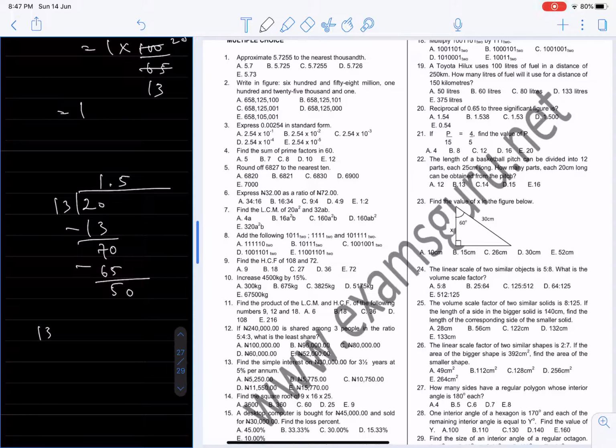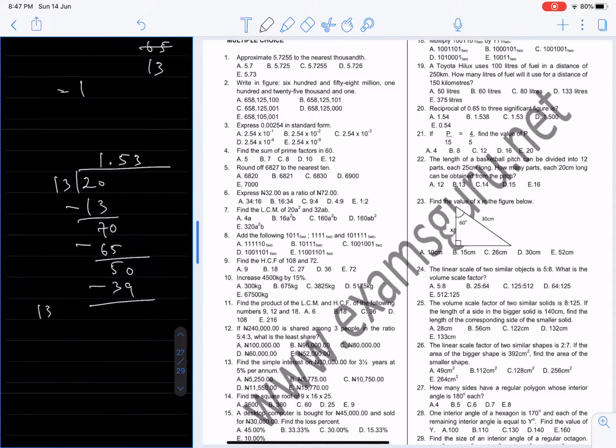13 in 5 is impossible. Add 0. 13 in 50 is 3. 13 times 3 is 39. When we subtract, we have 11.